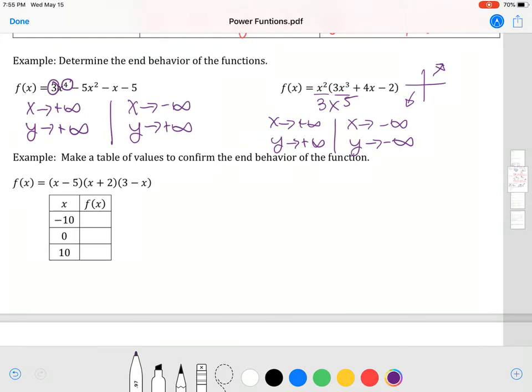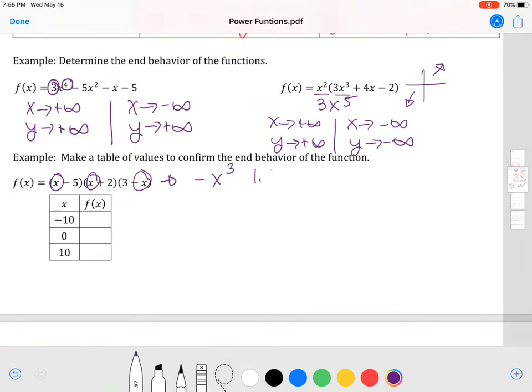Okay, in the next example, we're finding the end behavior, but then we're going to use a table to verify it. We want to see what the y values are actually approaching, what those actual values are, so we can make sure that they're headed in the direction that we think they're going to be headed in. So if I were to multiply this out, I have an x, and then I have a negative x. That would give me a leading term of negative x to the third.